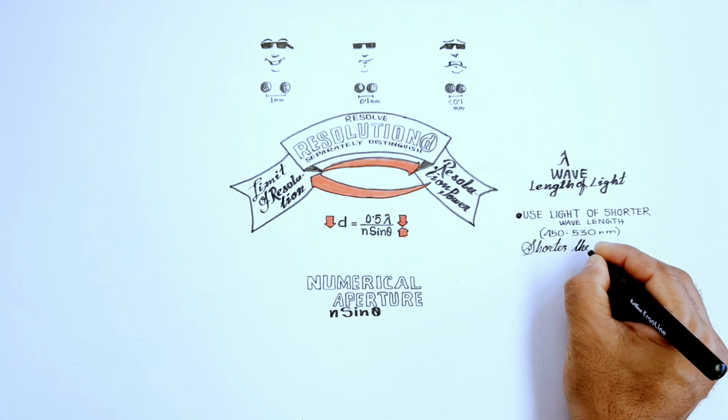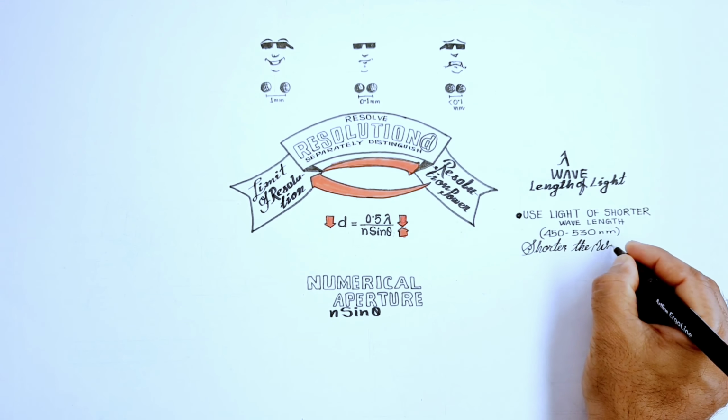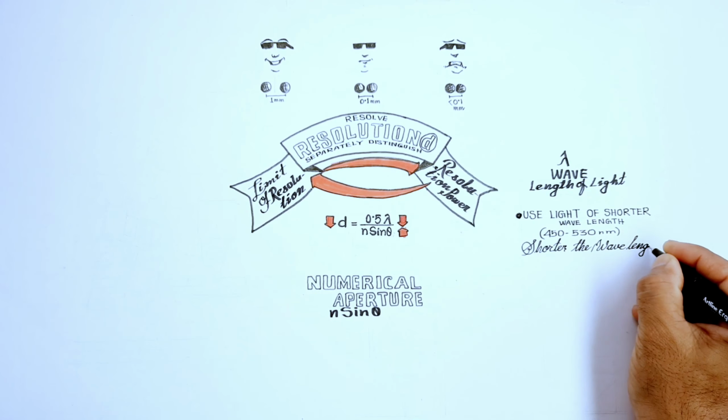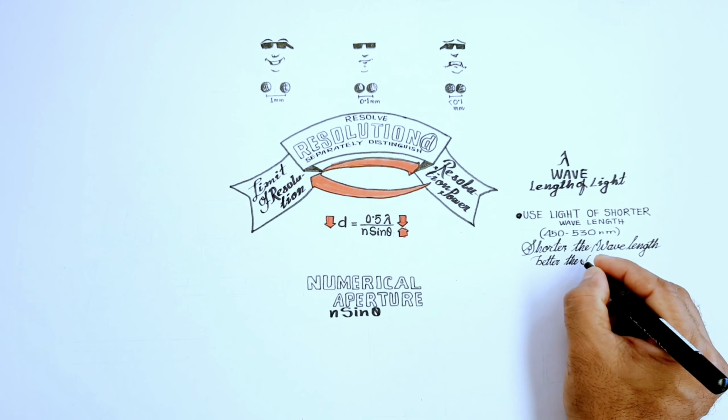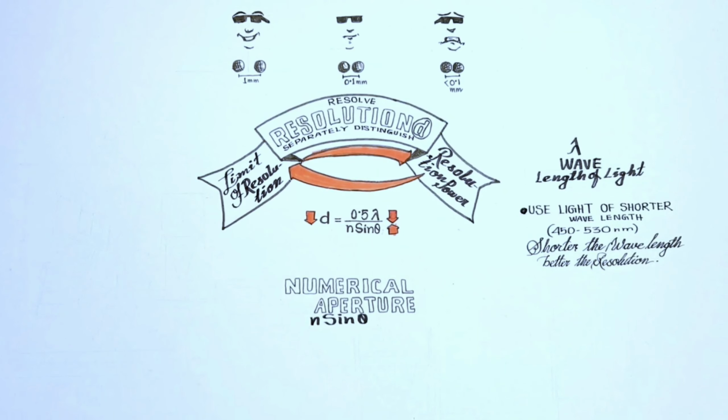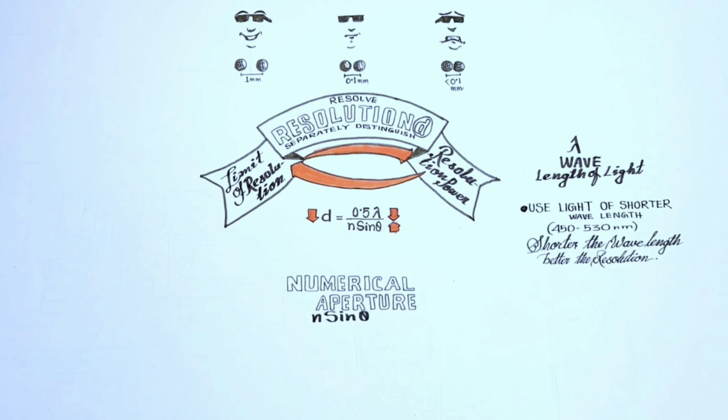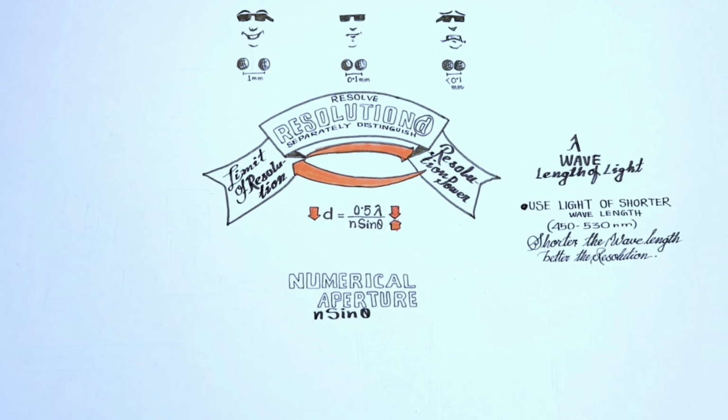In other words, the shorter the wavelength, the better the resolution. So we can say that we have to use light with shorter wavelength, particularly light at the blue end of the visible spectrum in the range of 450 to 530 nanometers.